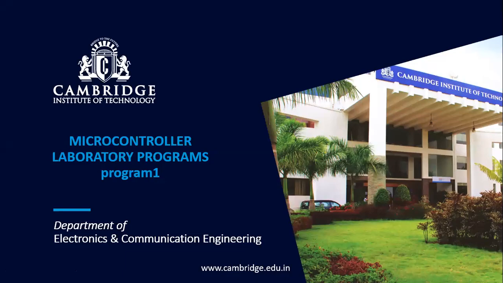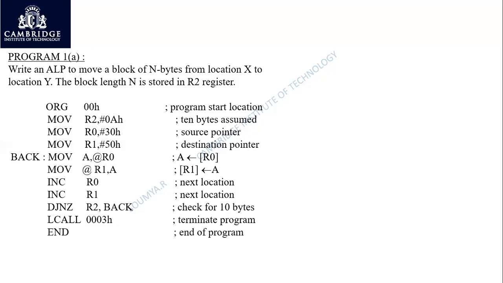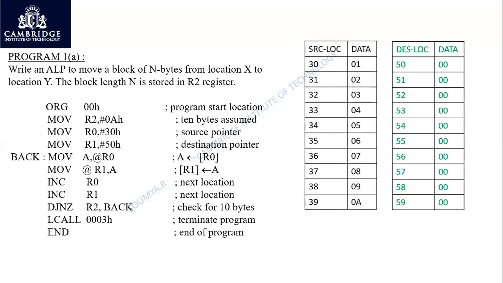Write an 8051 microcontroller assembly program to move a block of n bytes from location x to y. Block length n is stored in register R2. So, this is a program to move a block of data which is stored at location x. X here we have taken as 30 and y we have taken as 50. So we need to move a block of data from the 30th location to the 50th location.